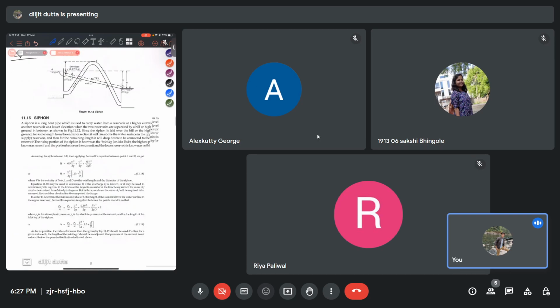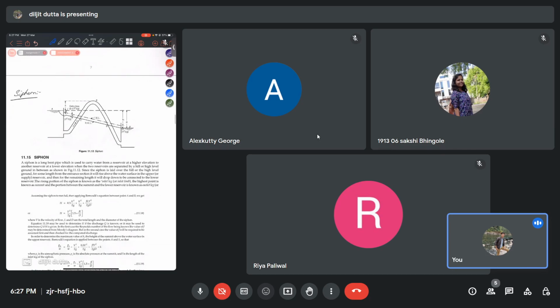Now we'll go to a concept called a siphon. So what is a siphon? Suppose there are two reservoirs separated by some distance. Now we have to fill one reservoir from the other reservoir, like through a pipe. But between the two reservoirs there is a hill. So we have to lay the pipe on top of the hill, and then only it can go to the other reservoir. So this is the schematic for a siphon.